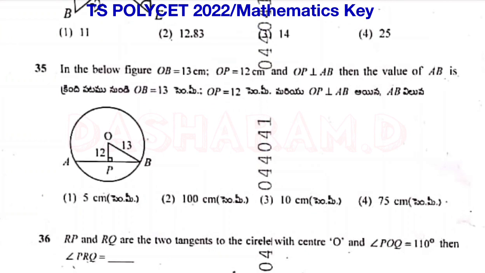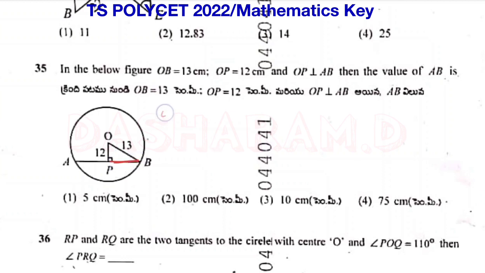Question number 35. In the below figure, OB is 13 centimeters, OP is 12, and OP is perpendicular to AB. Then what is the value of AB? To find the AB value, first find the PB value. How to find that PB value?